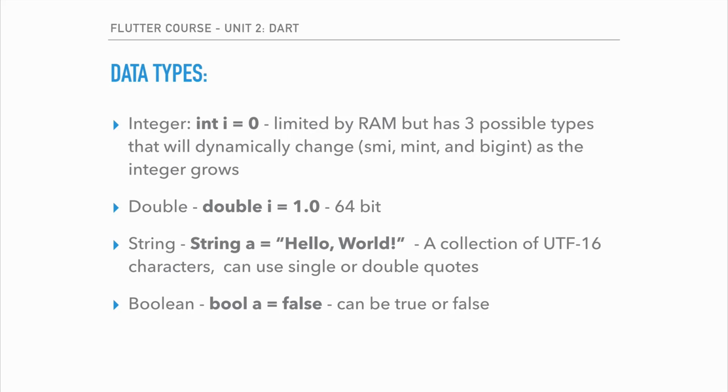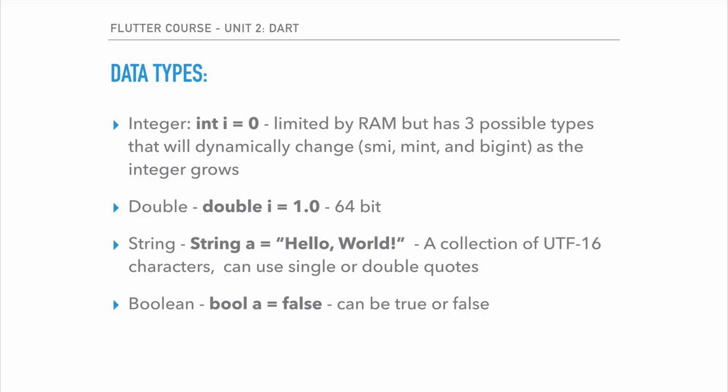Okay, string. String a = 'hello world', a collection of UTF-16 characters. You can use single or double quotes. So in Dart, when we create a string, we can use either single or double quotes. It doesn't matter, it'll take everything as the same. There's also a UTF-32 string that's built in, but it's actually called a rune, and that's sort of its own thing, so we're not going to be going over that too much. But just know it exists if you want to use UTF-32 for whatever reason.